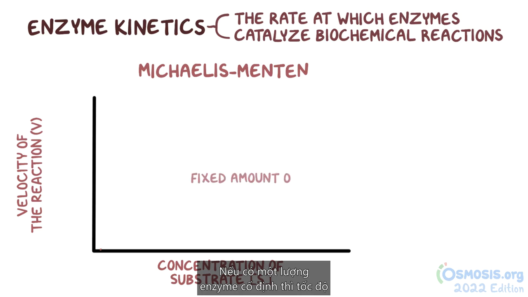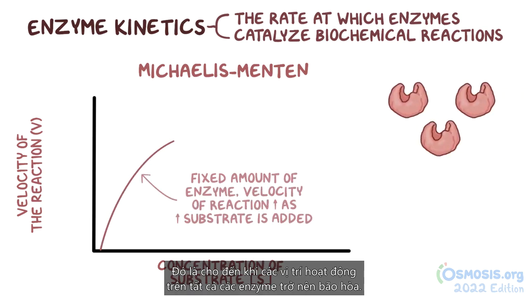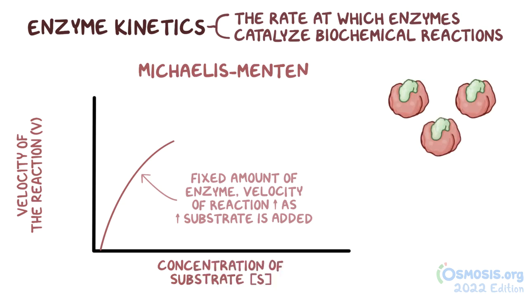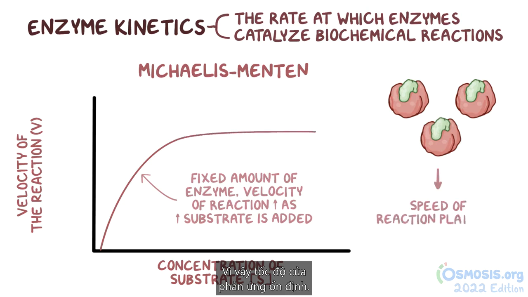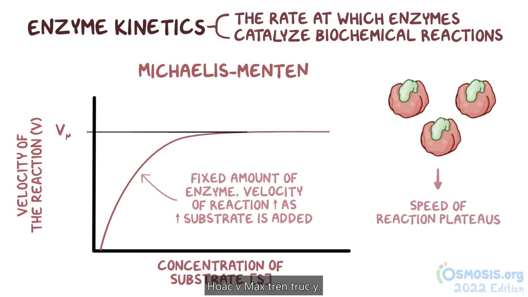If there's a fixed amount of enzyme, the velocity of the reaction increases as more substrate is added. That is, until the active sites on all of the enzyme become saturated. At this point, adding more substrate won't do a thing, because there's no more enzyme to bind it. So the speed of the reaction plateaus. The point where the curve flattens out corresponds to the maximum velocity, or Vmax, on the y-axis.